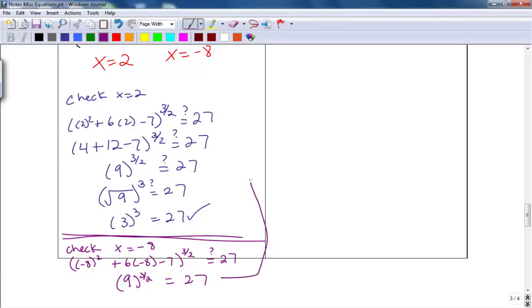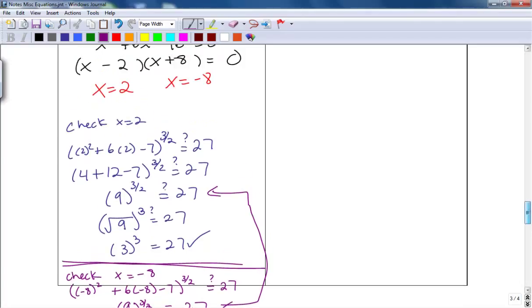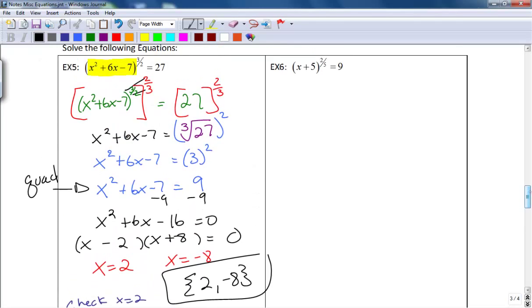Wasn't that the exact same thing that I had over here? And did that work? Yes. So this is going to check out as well. So both of the answers work. So the solution set for this particular problem is both 2 and negative 8. Again, what did we do? We isolate, we raise to the reciprocal power, and then we just solve and check.